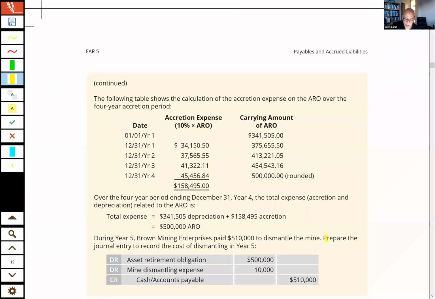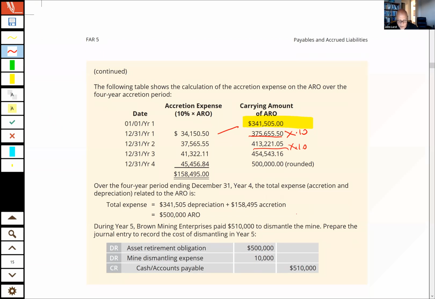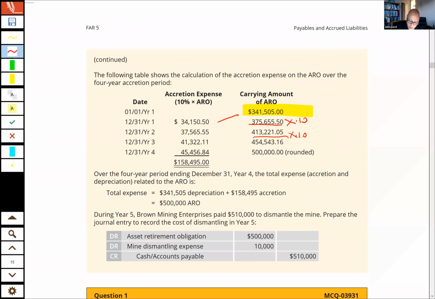And you can see that I keep adding, and then after I add that on, I'll multiply that by 10%, add that on, multiply that by 10%, and so on, right? Whereas the asset is depreciating on a straight line basis. So eventually I will do what? This will come up to 500,000.